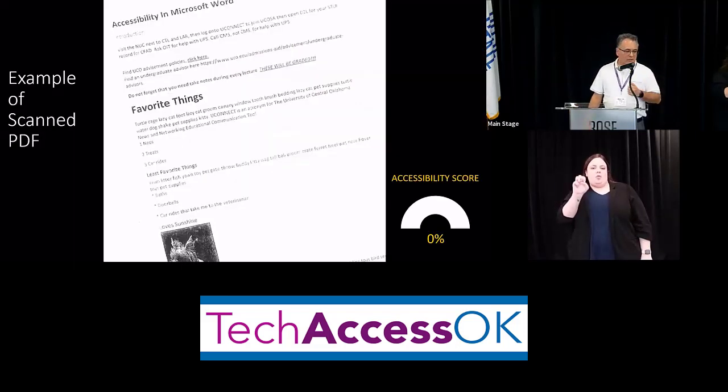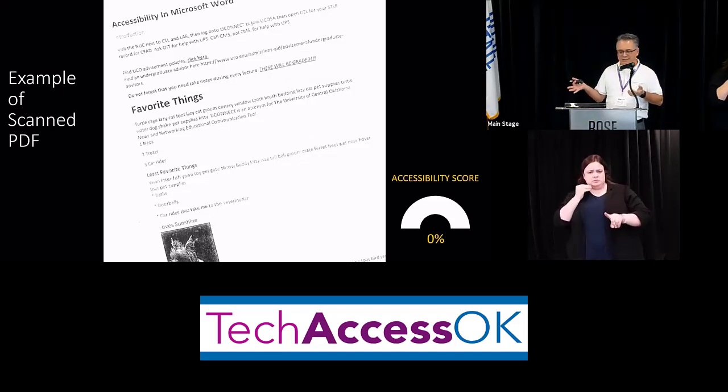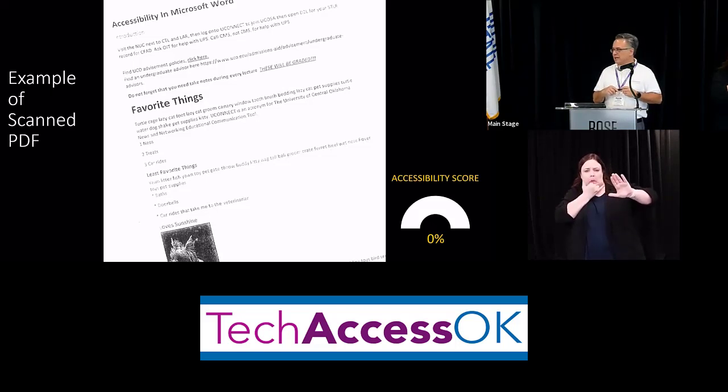So on screen right now, we have an example of a scanned PDF. Has anybody ever encountered something that looks something like this? This is a crooked page with text slightly askew, slightly blurred out, words that can't be read, and what might be a picture of a puppy, but I can't really tell because it's a copy of a copy of a copy of a copy. This has an accessibility score of 0%.